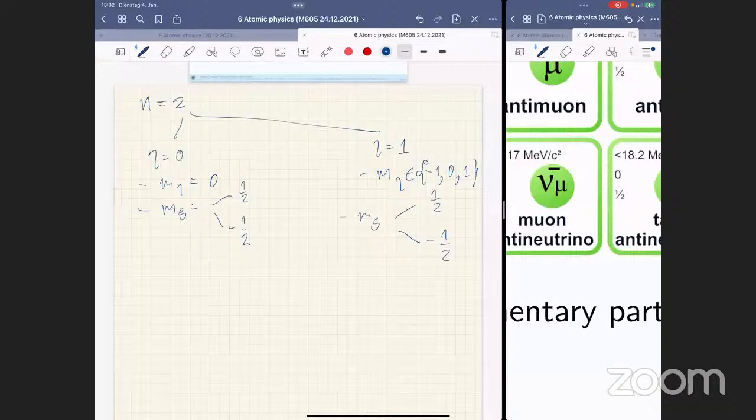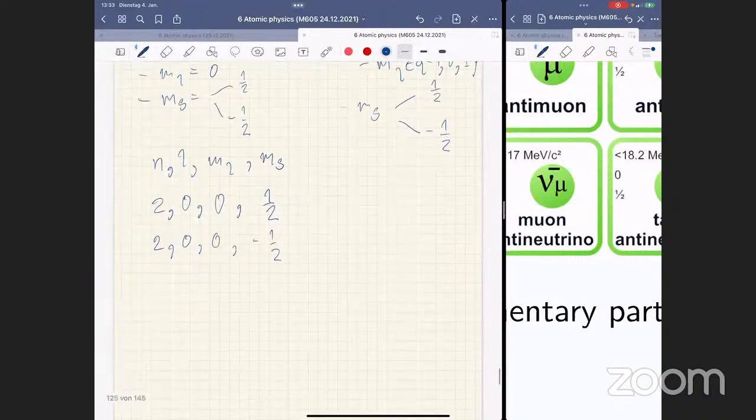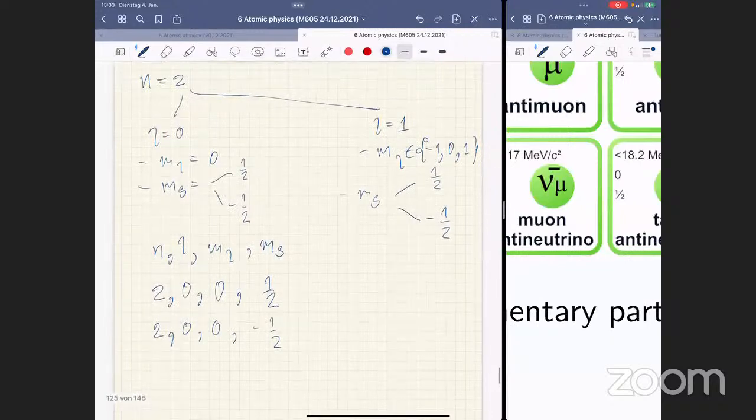All right. So now it's time to make the configuration of quantum numbers. So you would have a set of n, L, ML, and MS, right? n could be 2, so you have 2, L is 0, ML is 0, and MS is 1/2. And another possible case is 2, 0, 0, -1/2. Anything else? Nothing more, right?